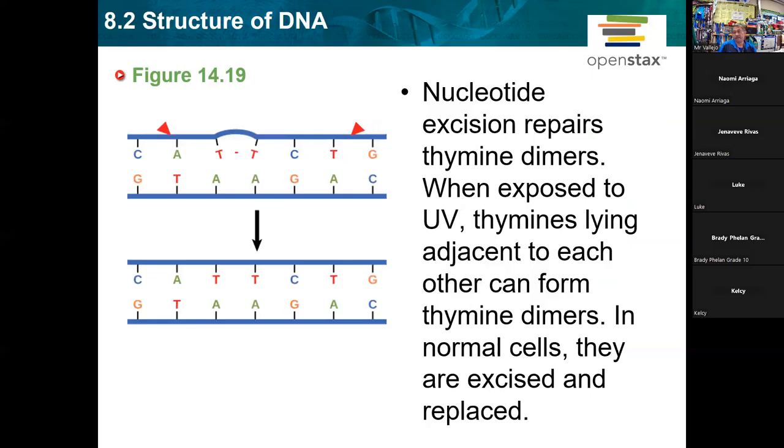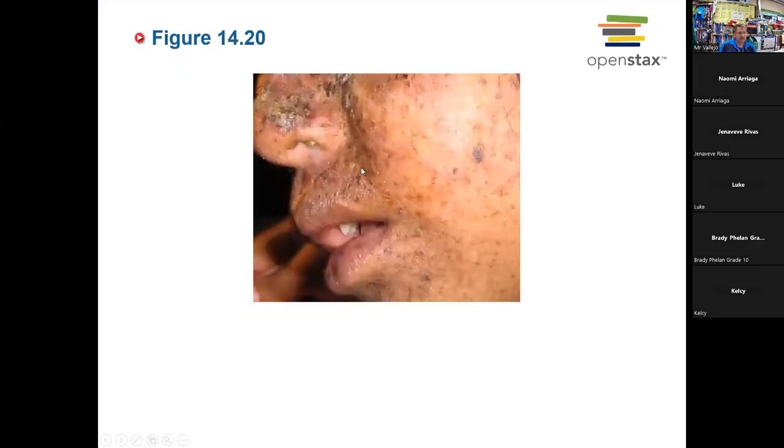Oh, that's something you may hear about in the news every so often. T, as you know, is thymine. We have thymine dimers that sometimes form. So nucleotide excision repairs thymine dimers. Exposed to UV, thymines align adjacent to each other and form thymine dimers. In a normal cell, they're excised and replaced because this is not normal here. So when they start to interact with each other, that is not good. So you can do that type of repair right there.